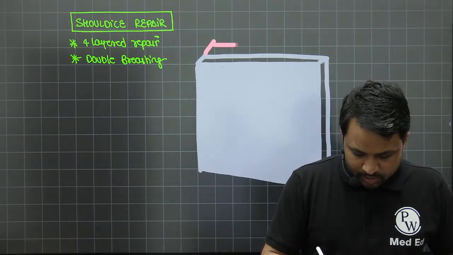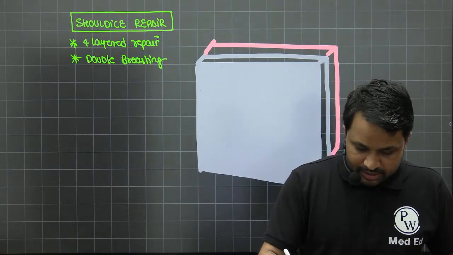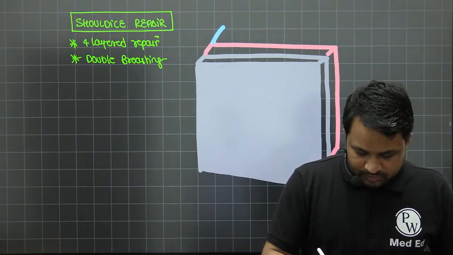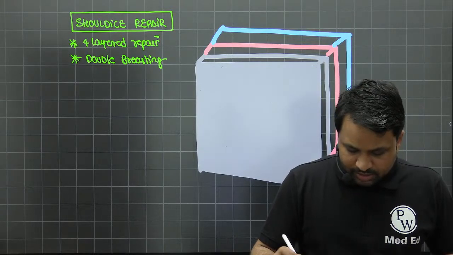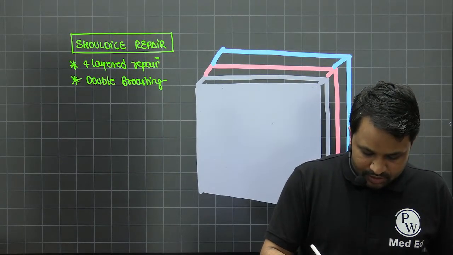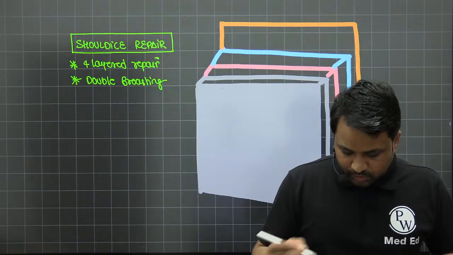We are not worried about the internal oblique. So this is the internal oblique muscle that we have. Behind the internal oblique muscle, you have the transverse abdominis. Not worried about the transverse abdominis. And behind the transverse abdominis, you have the fascia transversalis. This is your fascia transversalis, right?